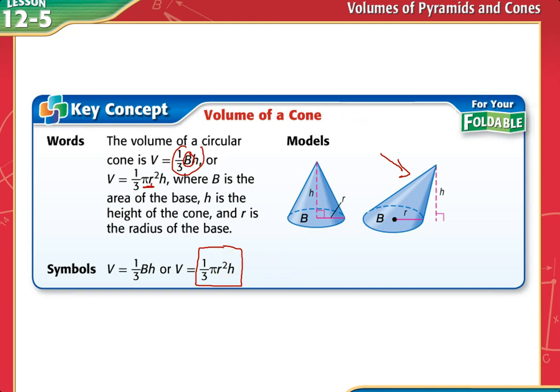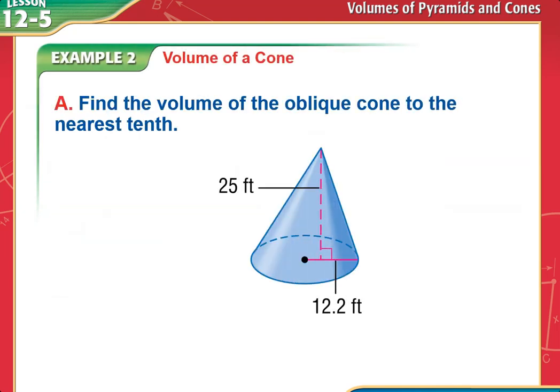So here's our example. It's pretty straightforward. We have a cone that has a radius of 12.2 feet and a height of 25. So we're going to use a volume formula of 1/3 pi r squared h. You have two values to plug in, a radius and a height, and that's it. So we have 1/3 pi, or pi over 3, radius squared. If that was 12 squared, I'd say 144. Let's do 12.2 squared, and then multiply by a height of 25.